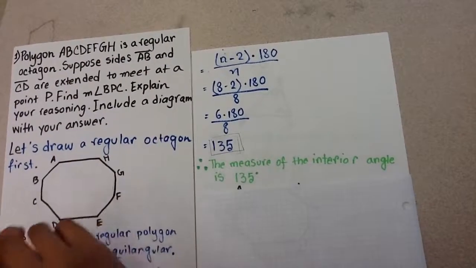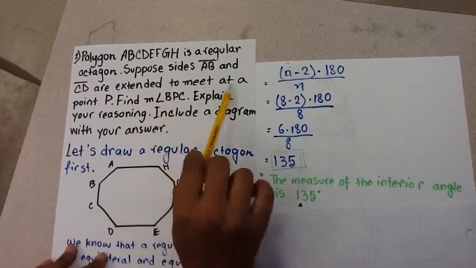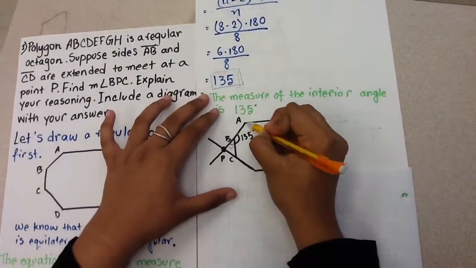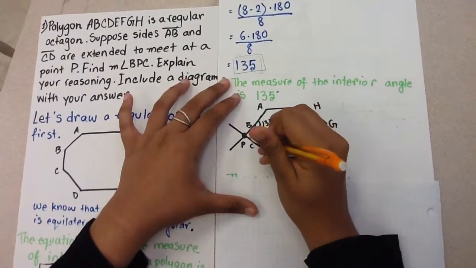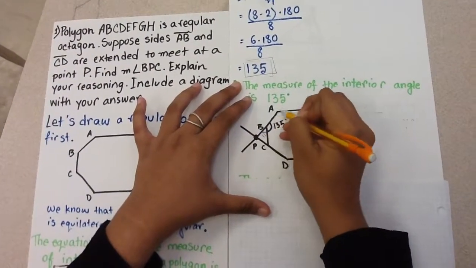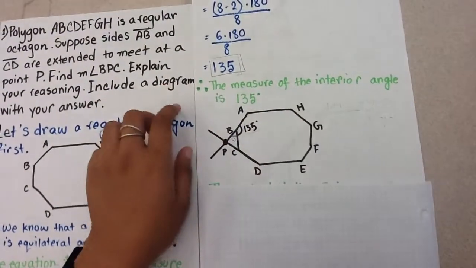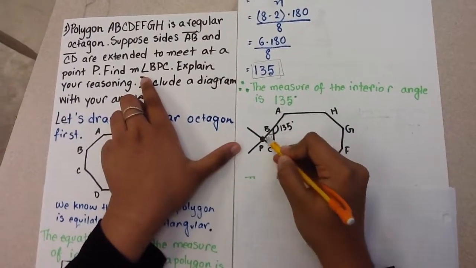Now let's go back to the question. Suppose sides segment AB and segment CD are extended to meet at a point P. So that means these lines are extended to meet at the point P. And the question says find the measure of angle BPC. So we have to find the measure of P.